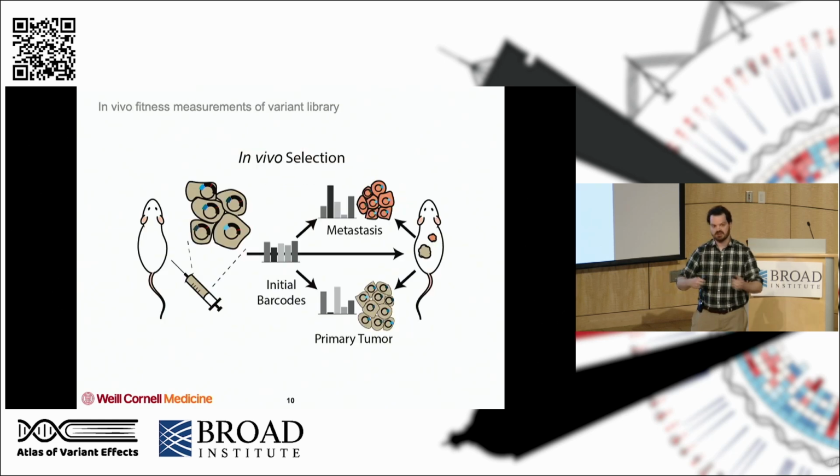And we can also quantify these barcodes with sequencing to look at changes in relative abundance. So we can take our library of different variants, inject it into a mouse, and then harvest the primary and metastatic tumors from that mouse and see how the relative abundance of each of the variants changes from pre-injection to the actual in vivo system, to see which variants are selected for in those environments.